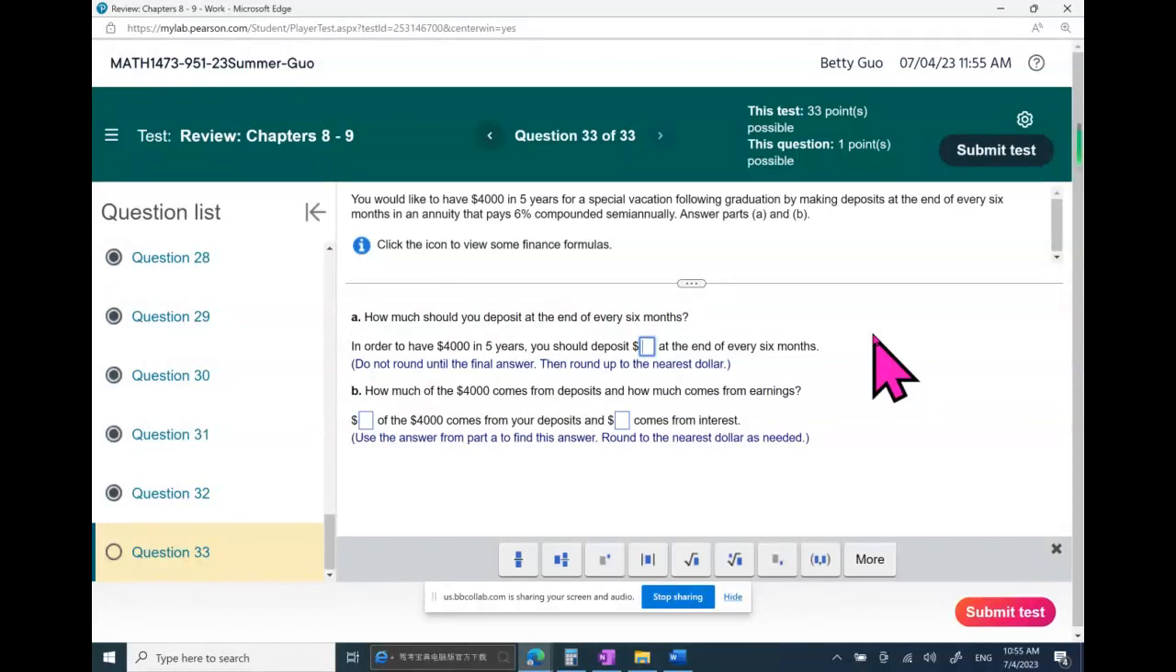So let's go to the app. This is about annuity. I'm not going to use the formula. It's compounded semi-annually. How much should you deposit at the end of every 6 months? When do you want to have the vacation? In 5 years. Semi-annually, so twice a year for 5 years, so 10. Your big N is 10. Your annual interest rate, 6%.